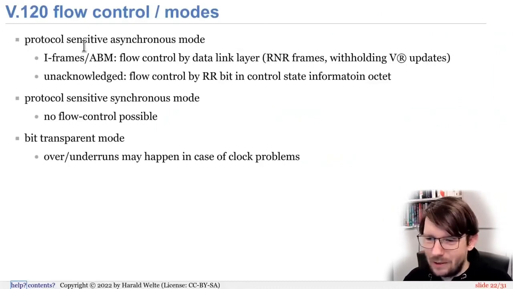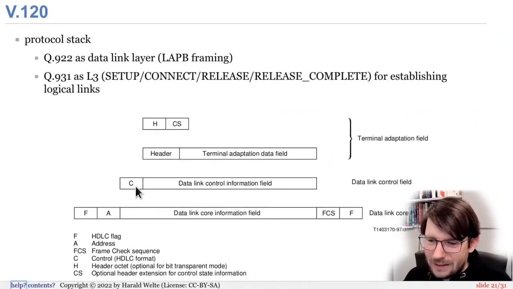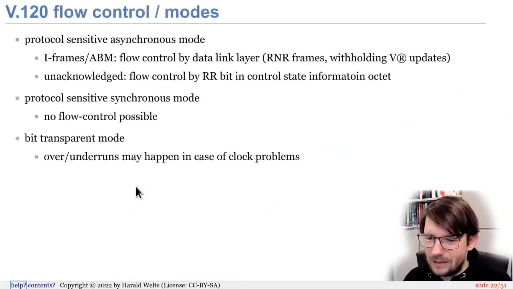So you have a way to do flow control by using this mechanism. The other way is to do it in unacknowledged mode with UI frames. There is a specific RR bit in the control information octet, at this protocol level, which would indicate to the transmitter whether the receiver is ready to receive more data or not.